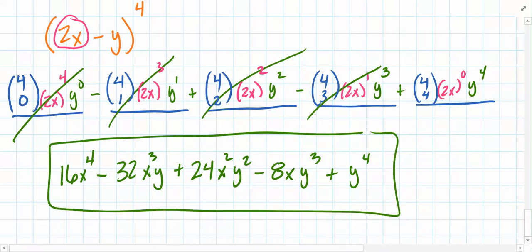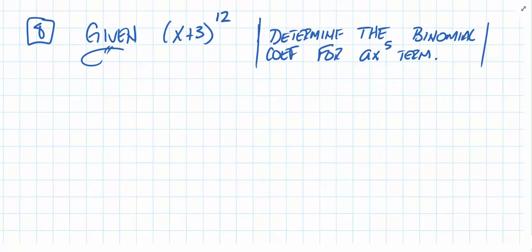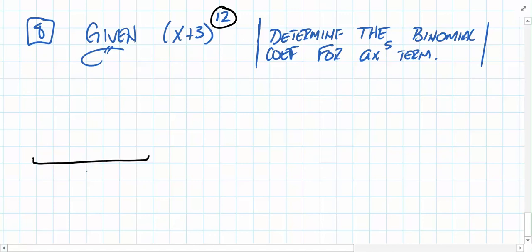And that's the answer. So if you're given x plus 3 all to the 12th, what will the binomial coefficient be for the x to the 5th term? Okay, so to understand what they're asking us here, we're going to build our first term. First of all, how many terms will there be total? There'll be 13. That's a lot of terms to deal with, right? So let's go ahead and build. What would be the very first term? Well, it would be 12 choose 0, x to the 12th, and 3 to the 0. You guys agree with that? Okay, that's the first term.